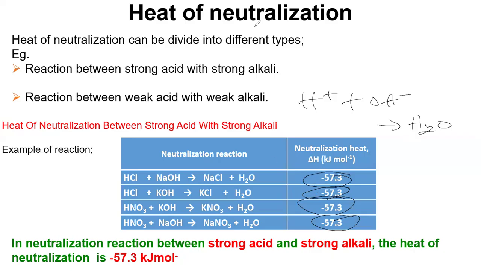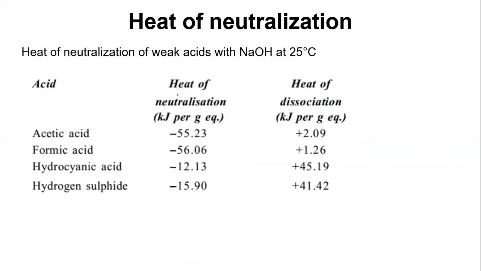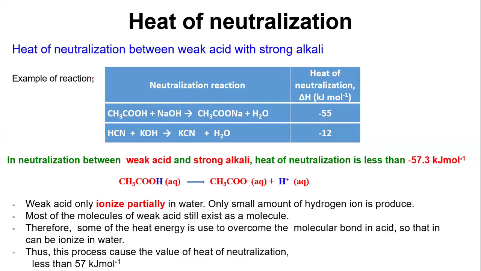Now, mind you, this observation is not for all of them. When you go to a different scenario, you realize that it changes. Now we are saying heat of neutralization between a weak acid and a strong alkali. The example we have been given is acetic acid with sodium hydroxide. Now we form sodium acetate and water. The heat of neutralization now has become negative 55. So that's a significant decrease. Now, what is bringing about the significant decrease?